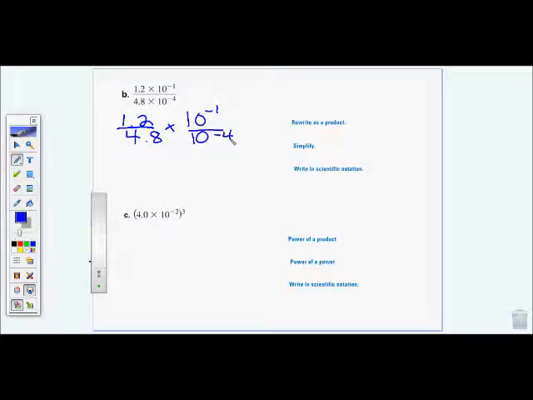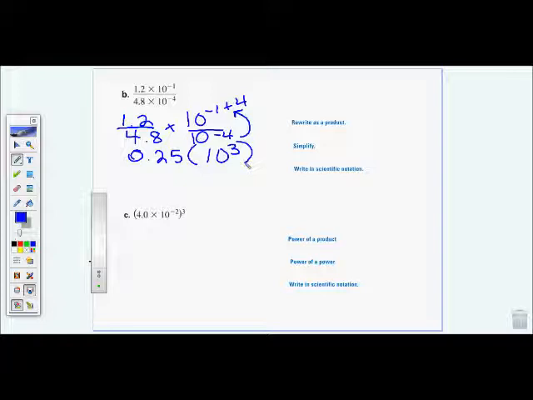In doing so, I can get my decimals together and I can divide those out. I would get a 0.25. And then I will go ahead and I would combine these. This one, -1, would be the larger one. So I'm going to add 4 here and I would end up with 10 to the 3rd.